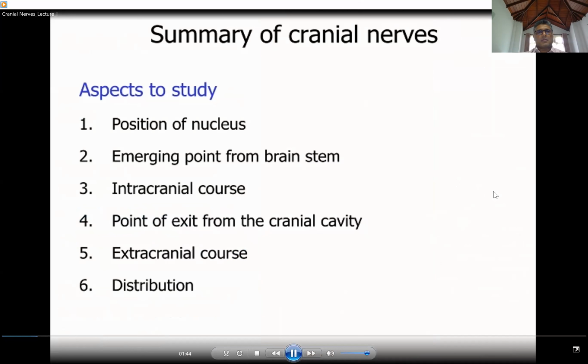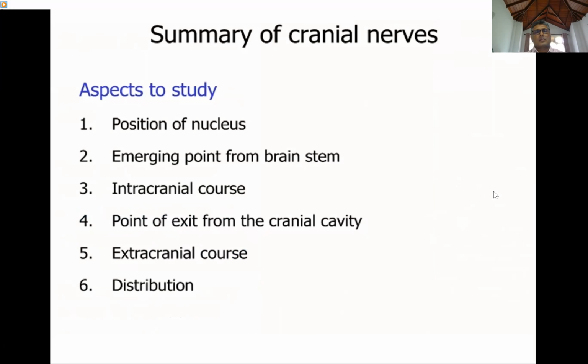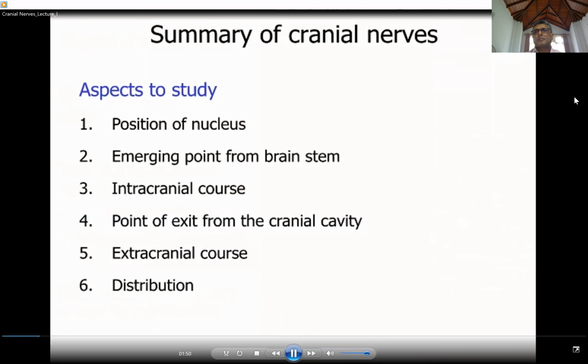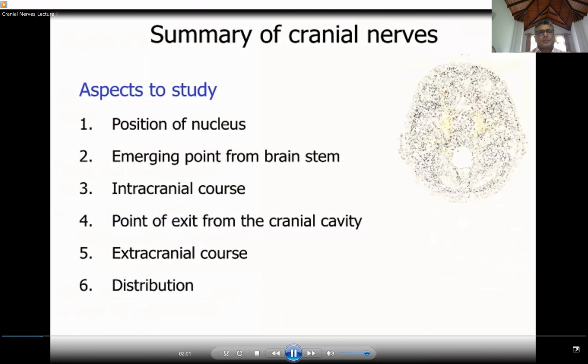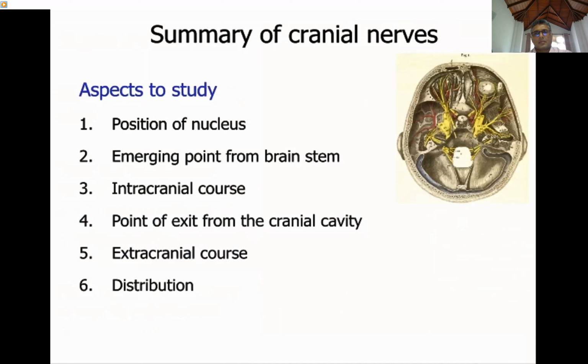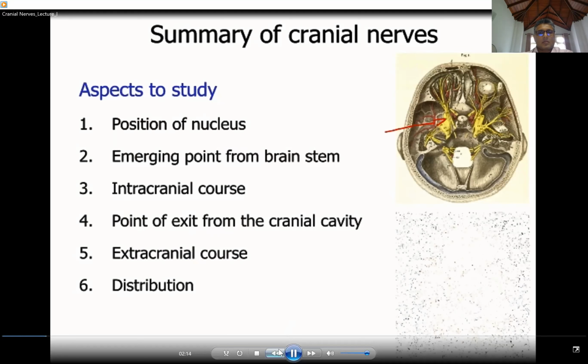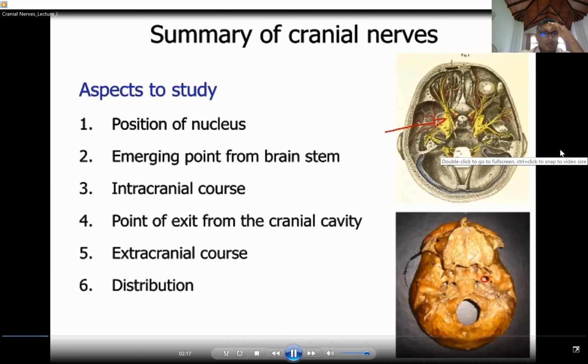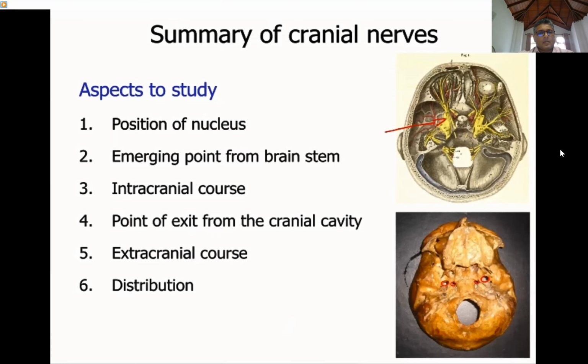When you study cranial nerves, you need to pay attention to the following aspects of cranial nerves: the position of the nucleus in the brainstem, the emerging point of the cranial nerve from the brainstem, the intracranial course of the cranial nerve, the point of exit from the cranial cavity through the foramina in the base of the skull, extracranial course, and the distribution. Here the distribution means the structures supplied by the cranial nerves.